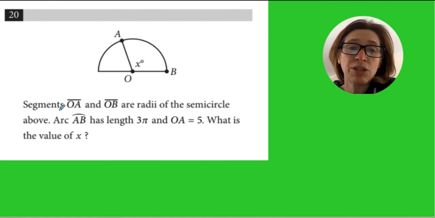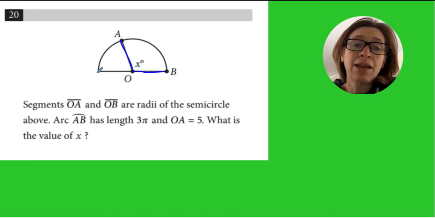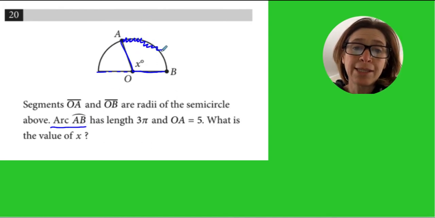So in this question, it says OA and OB are radiuses. Okay, so we know that this is a radius. We know this is a radius, which tells me then this is the diameter of the circle. So this is actually half a circle. All right, arc AB, see that notation? Arc AB has length 3 pi. So this is the arc, and it has a length 3 pi.